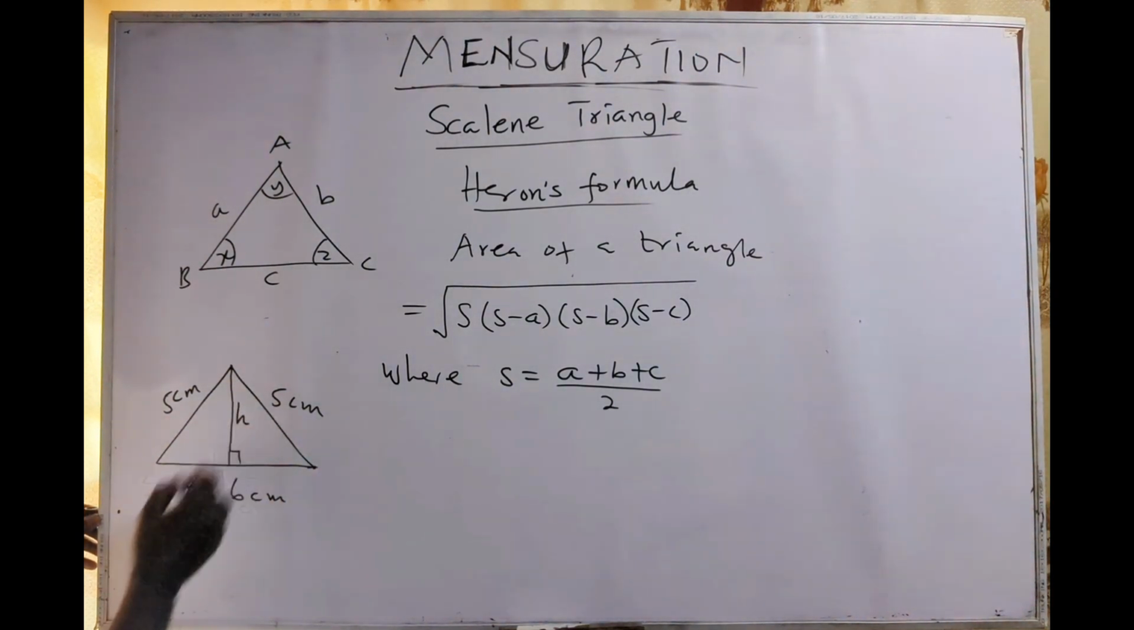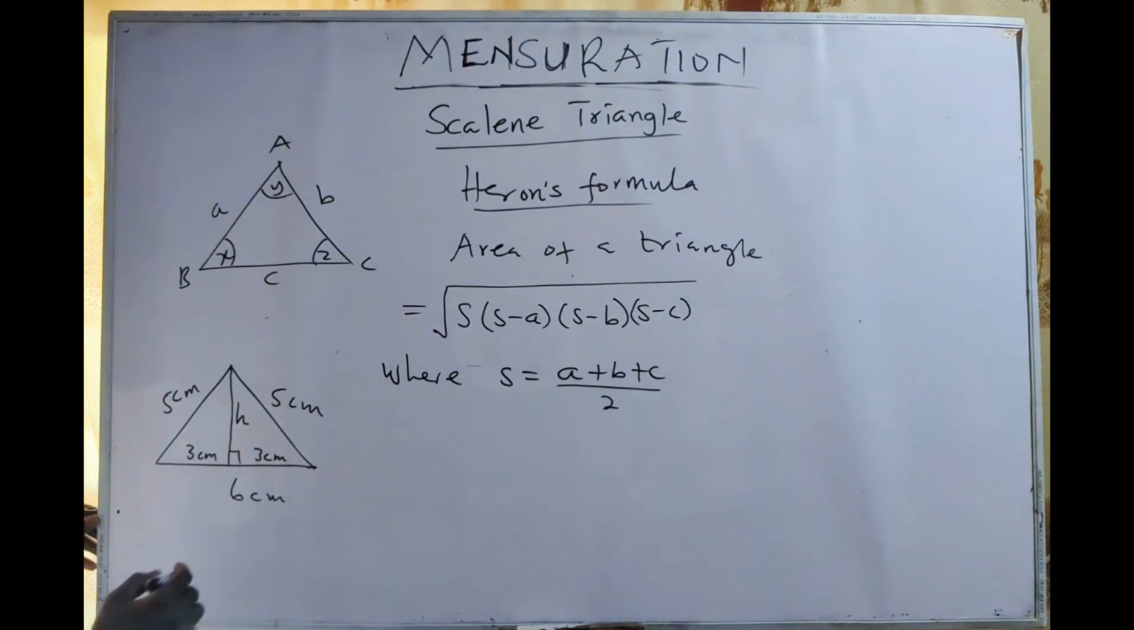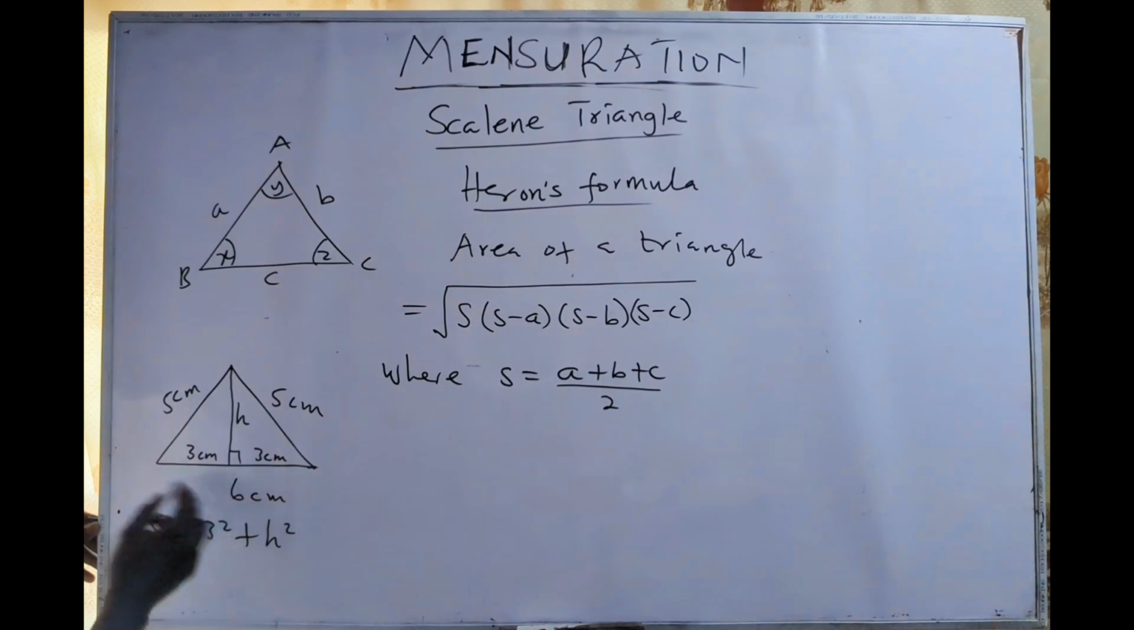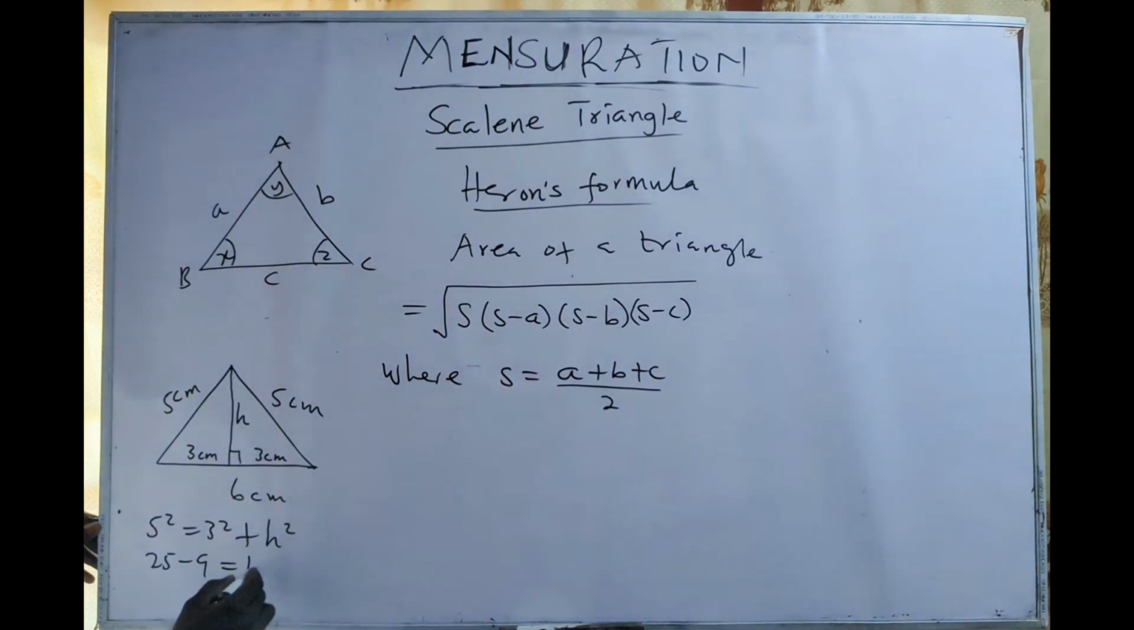So to find my height, here will be 3 centimeters, here will be 3 centimeters. So we know that 5 squared is equal to 3 squared plus h squared, and 5 squared is 25, 3 squared is 9, so 25 minus 9 equals h squared.